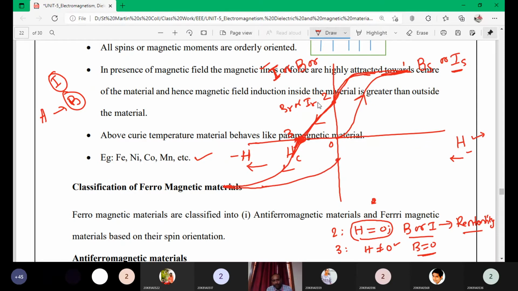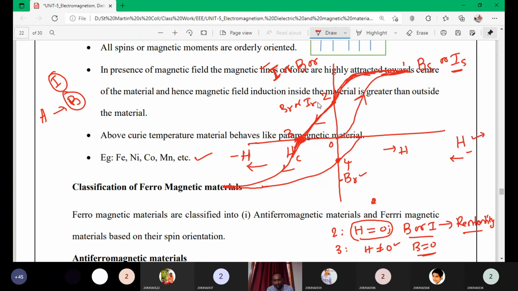At point 4, it has some negative residual magnetic field. It is not coming to 0. The material has some stored, spontaneous or residual magnetic field. This we are calling retentivity, or negative retentivity, or negative residual magnetic field. To make this 0, we apply a positive external magnetic field.